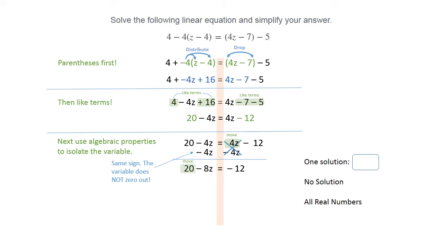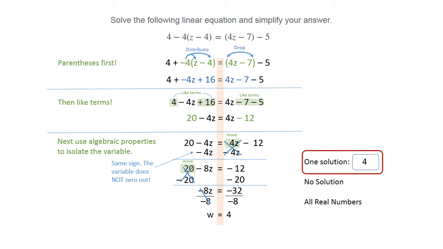Then you're going to move the 20, because we're going to be moving our constants to the right-hand side. We're going across the equal sign, so subtract that 20 on both sides, and you will get negative 8z equals negative 32. Keep solving by dividing by negative 8, which clears out that left-hand side and gives you a positive 4 on the right-hand side. So this equation yields one solution. That solution is 4.